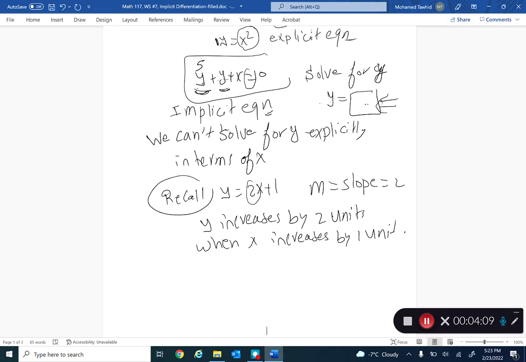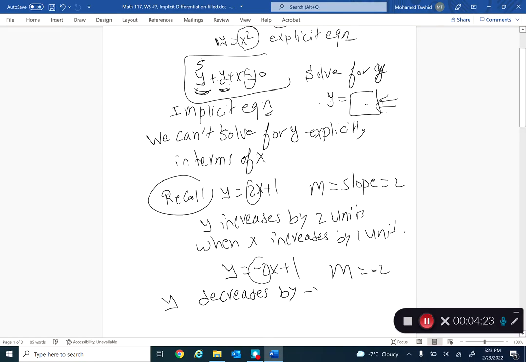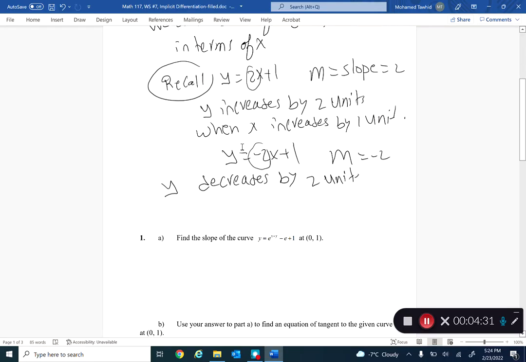I'm just recalling. Also, if you have y equals negative 2x plus 1, your slope here is a negative number, which means your y is going to decrease. Decrease by how many units? By 2 units, because your slope is negative. Your y decreases by 2 units when x increases by 1 unit.